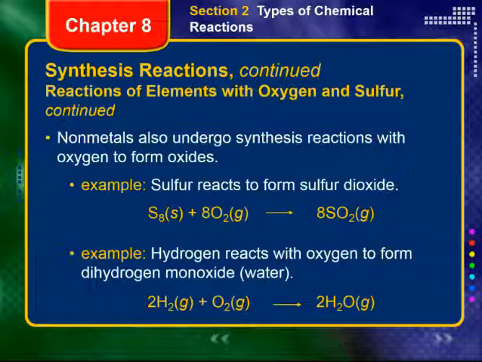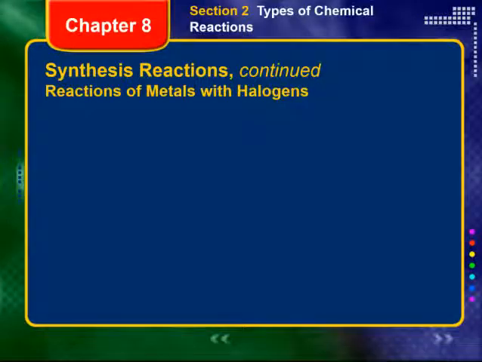Another example would be hydrogen, because remember, hydrogen, even though it's in main group 1, is a nonmetal. Hydrogen reacts with oxygen to form dihydrogen monoxide, aka water. Again, because we're not balancing charges here, we're simply sharing electrons. There's no way to balance charges to know what the formula is, so we're going to have to use the prefix system here of nomenclature.